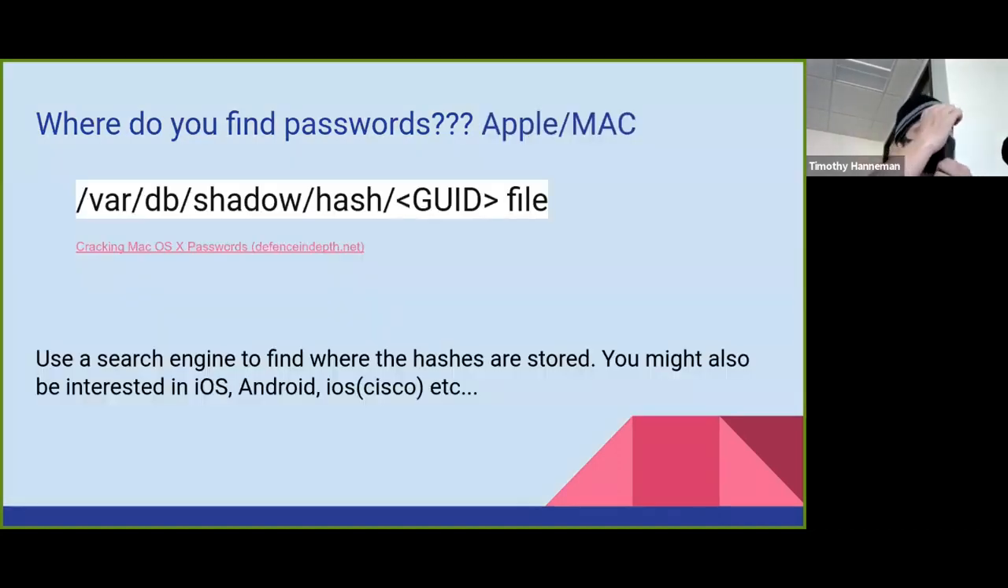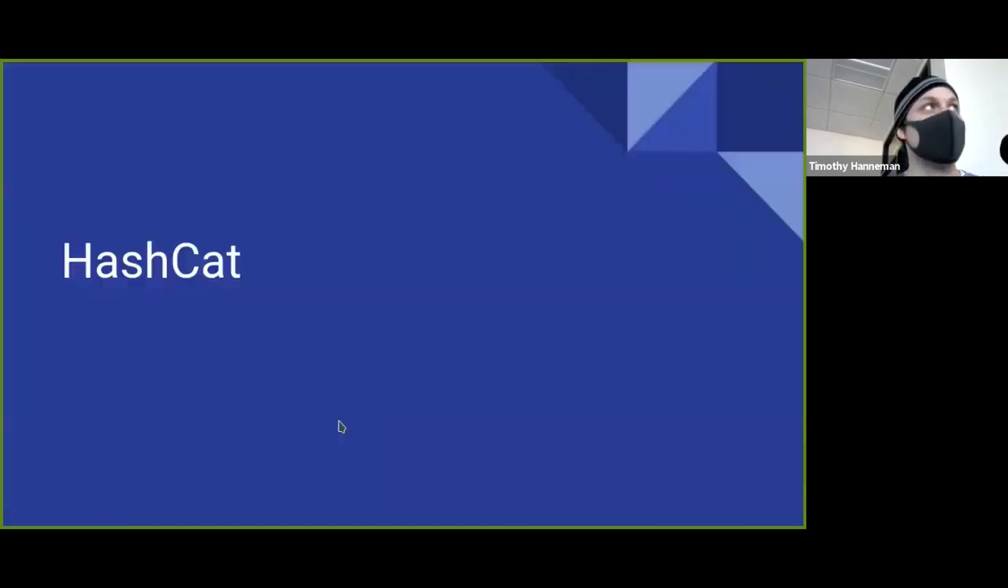On Apple Mac, you can find the password hashes in /var/db/shadow/hash/ and then the GUID file. I don't have a Mac personally, so you can look into that later if you have one. And there are also hashes you might be interested in: iOS, Android, Cisco IOS, etc. Use a search engine. You can find out where they're located. Some of them are harder to extract than others, like Windows has made it a bit more difficult.